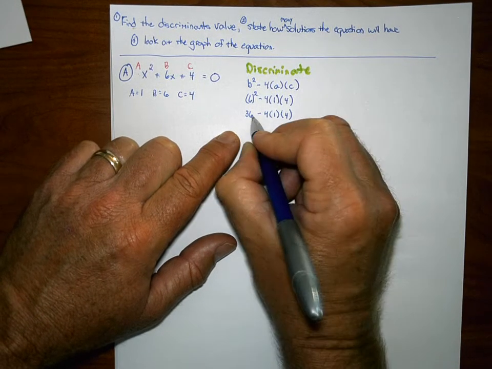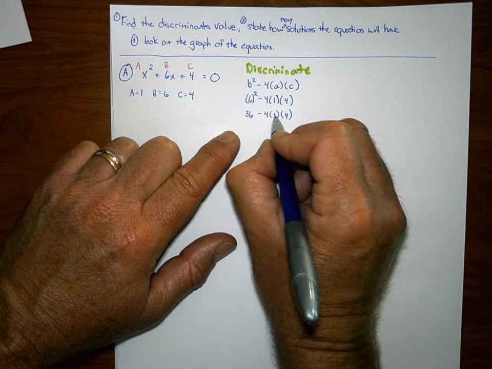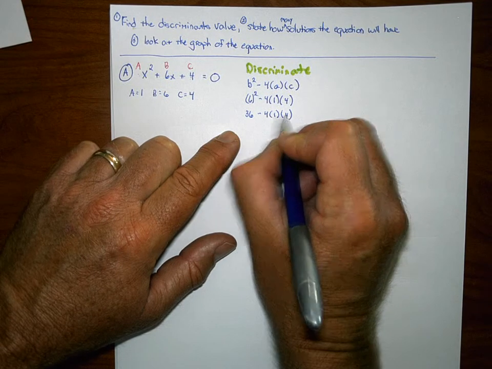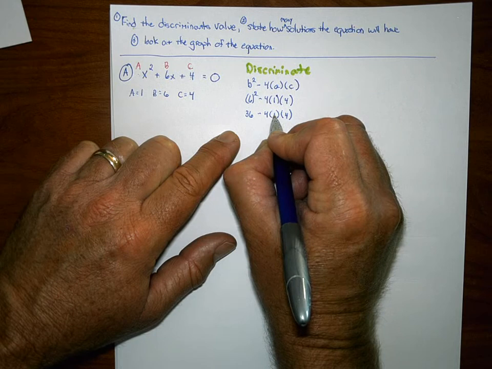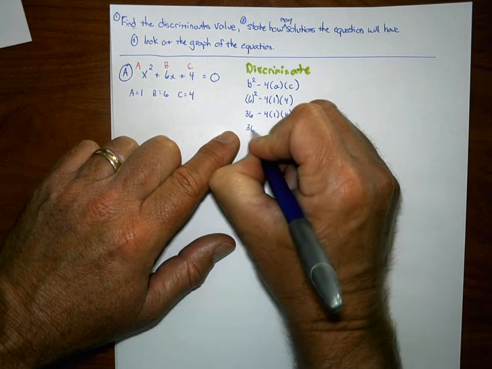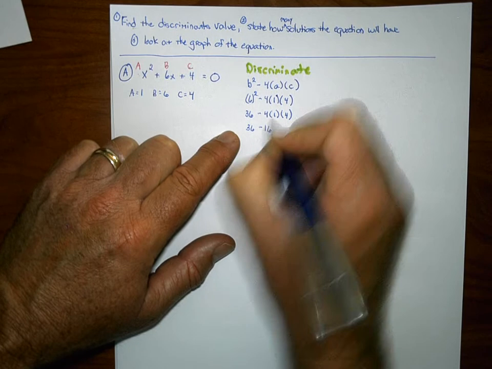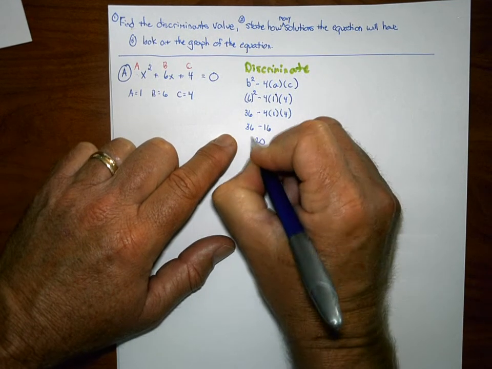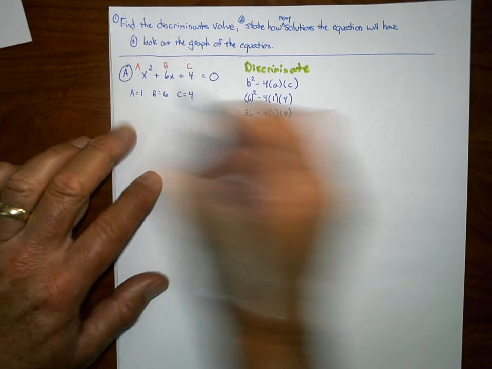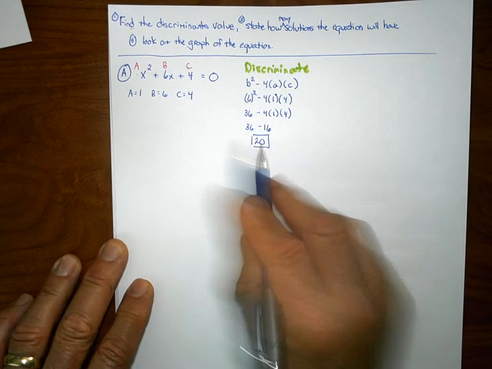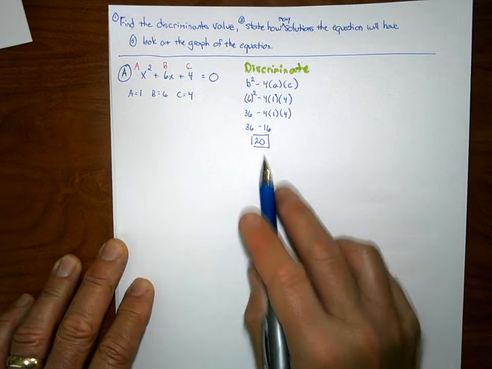Then do not subtract, multiply these three numbers out. So go 4 times 1 times 4. 4 times 1 is 4. 4 times 4 is 16. So now we get 36 minus 16. Okay, and then you subtract, so we get 20. So in step number 1, where it said find the discriminant value of this quadratic equation would be 20.